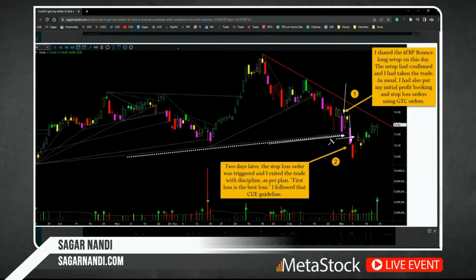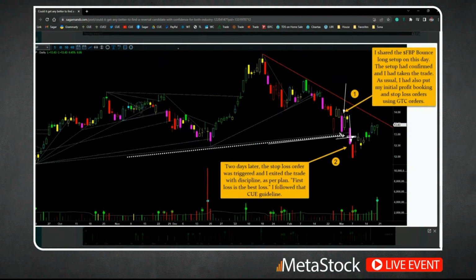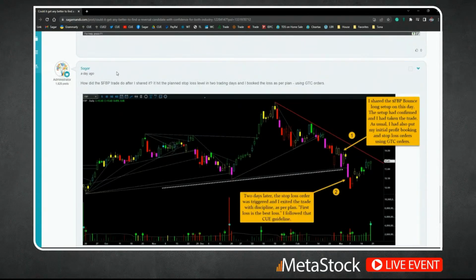The exact stop loss level was decided using Q protection signal. That was it, and my trade was out with a small loss as per the plan. So this was a trade that came out with a loss.